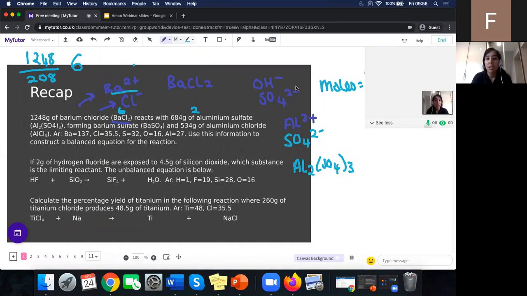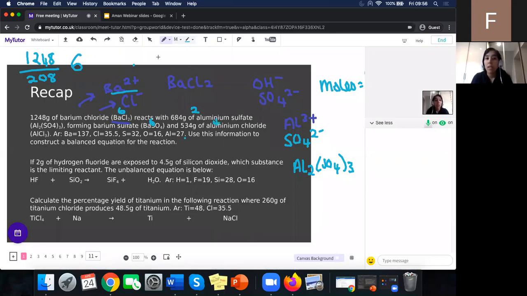And then the final one we need to do is aluminium chloride. So at the moment, we've got 6 barium chlorides, 2 aluminium sulfates, 6 barium sulfates, and then we've got aluminium chloride, which is AlCl3. So Al is just 27. We add that to 35.5 times 3, which gives us an MR of 133.5. And then the mass is 534. So if we do 534 divided by 133.5, we get 4. So now we have the moles of each of them.